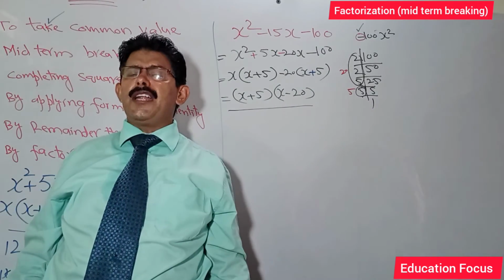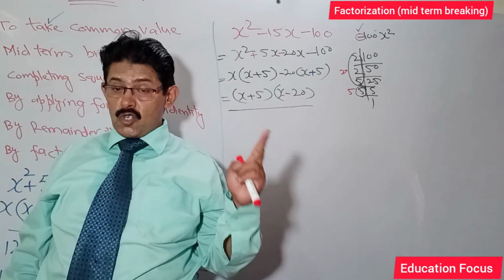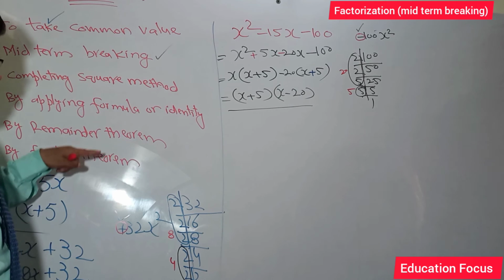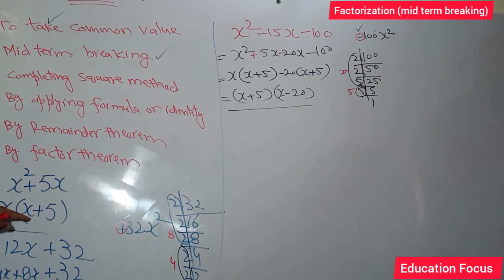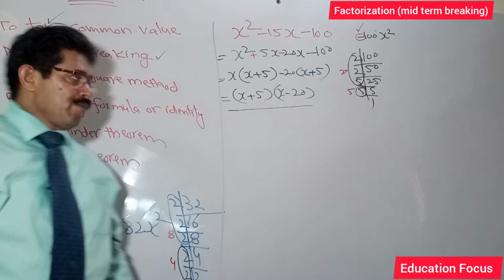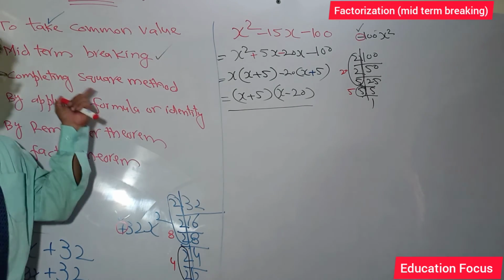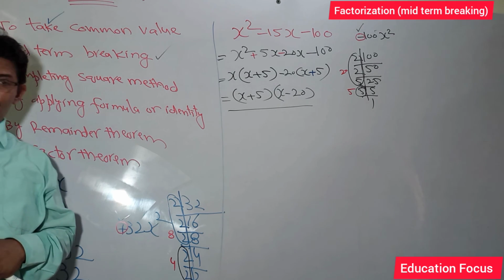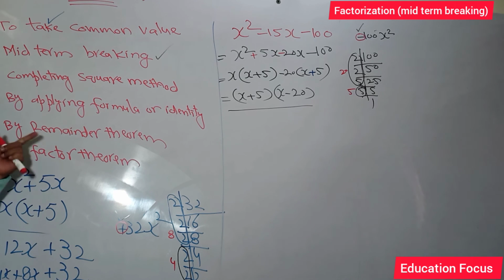I explained 2 methods, just 2 methods now. The first method is to take common value, and I explained this method with this question. The second method is mid-term breaking, and I elaborated this method with 2 questions. Now in the next lecture, I will explain the completing the square method as well as applying formula. And also in the next lecture, I will explain, inshallah, the remainder theorem as well as the factor theorem.